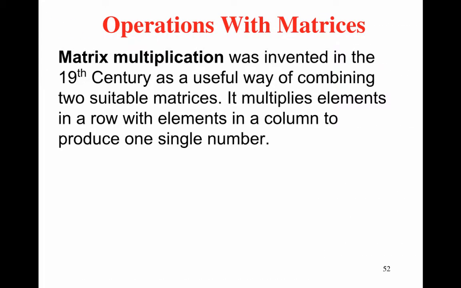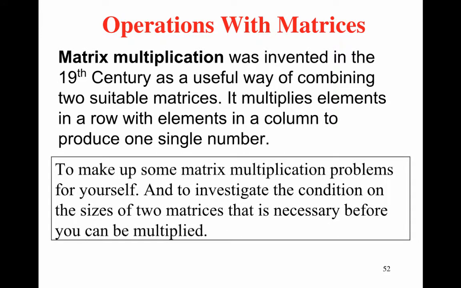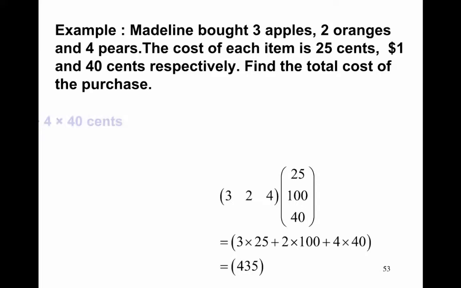Matrix multiplication was invented in the 19th century and is a useful way of combining two suitable matrices. It multiplies elements in a row with elements in a column to produce a single number. Make up some matrix multiplication problems for yourself and investigate the condition on the sizes of two matrices that is necessary before you can multiply.